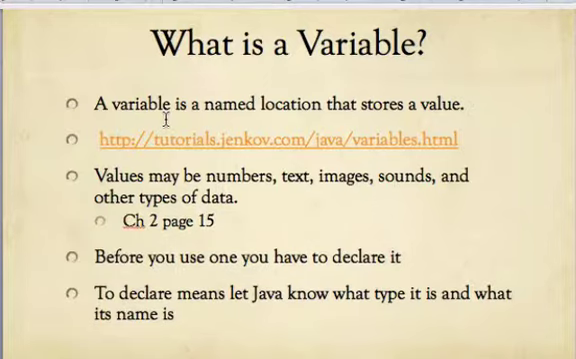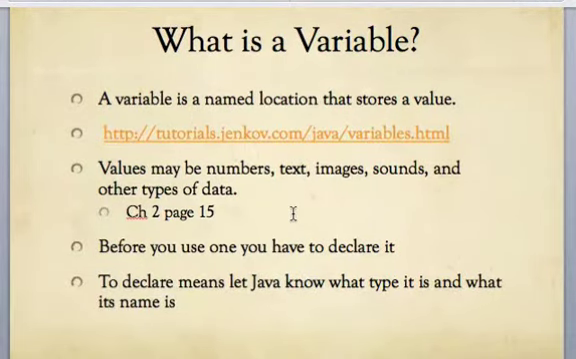Whenever you use anything in a computer, it's going to store it somewhere. And so the variable has a name for the writer and user of the program, and it has a storage location so the computer can get to that variable. A variable may be used to store a value of a number, text, images, sound, and we will come across other kinds of data as we study Java. Chapter 2, page 15 gives you some references.